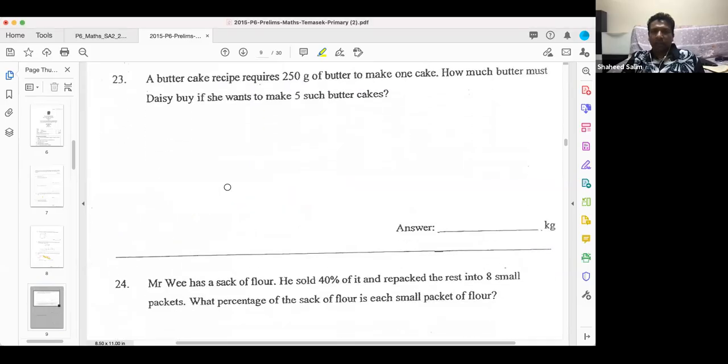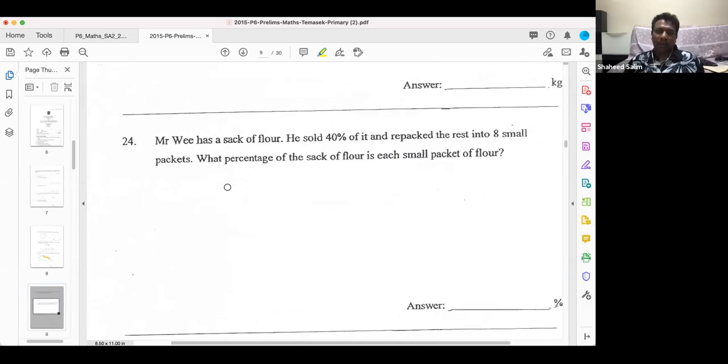Next one. Let's try the next one. This one. Notice it is getting a little bit harder. A little bit, just a little bit.